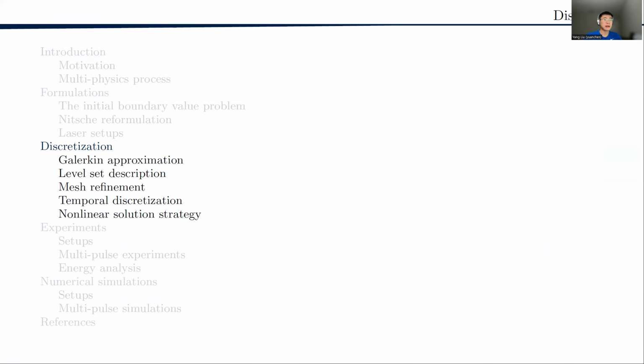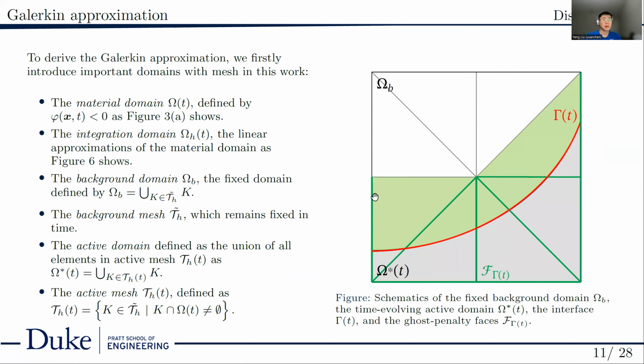Now let's look at the FEM discretization. To derive the Galerkin form, we first need to introduce some important domains. The material domain is defined by the level set function, which is changing because the material is being removed. The integration domain, omega h, is just the linear approximation of the material domain. The background domain, omega b, which is fixed, consists of the background mesh, which is also fixed. And finally, the active domain consists of the active mesh, which includes elements that at least have some intersection with the material domain.